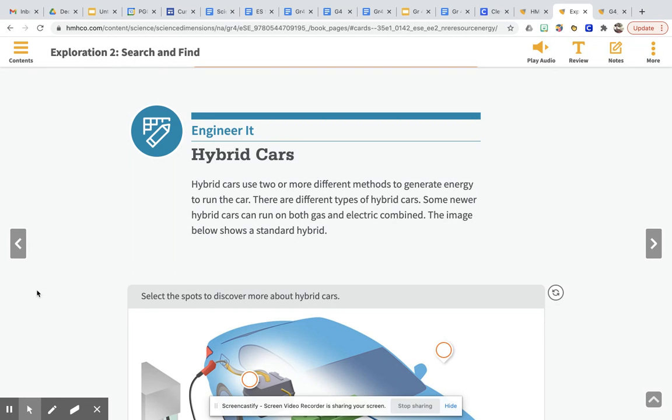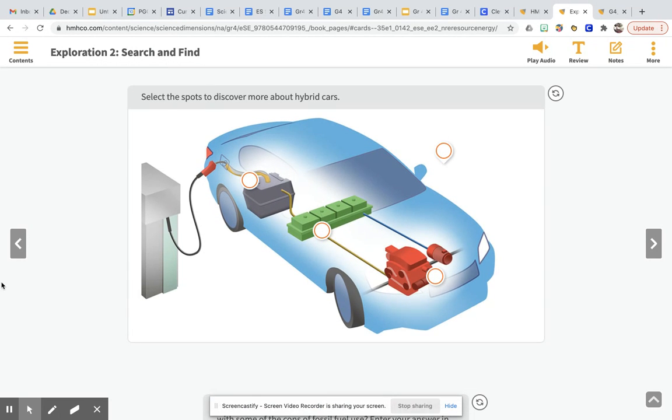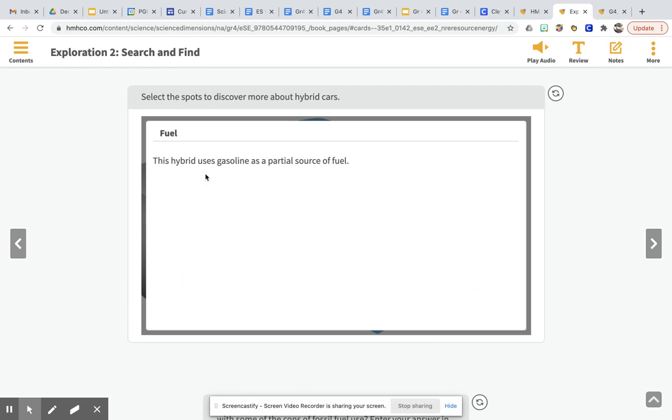Some are newer hybrid cars and can run on both gas and electricity combined. The image below shows a standard hybrid. And so here's the hybrid car, and we're going to click on each of these pictures to learn more. We've got a little box here. Let's see what this box tells us. It says this hybrid car uses gasoline as a partial fuel source.